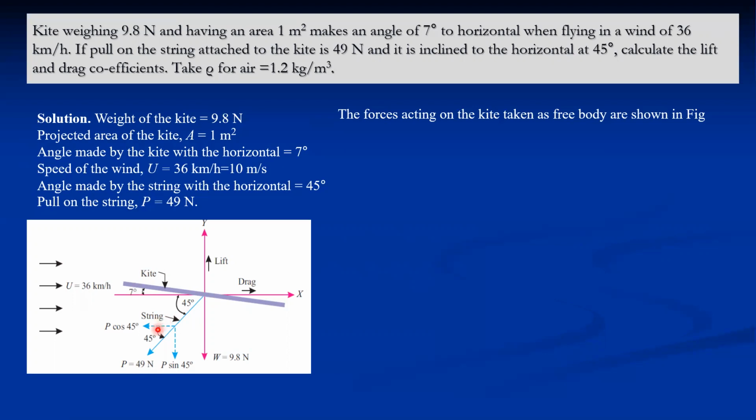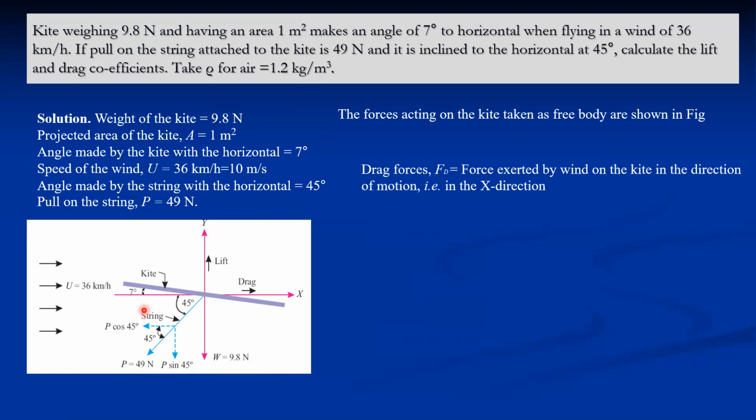Calculate the lift. So if you calculate the components now, this pull is a resultant force. It makes an angle of 45 with the horizontal. It has a horizontal component in the opposite direction of the wind, that is P cos theta. The vertical component, because the resultant force is downward, is P sin theta. Similarly, the weight is vertical only, that is equal to 9.8. So the drag force is equal and opposite. So there is only one component for the drag force.